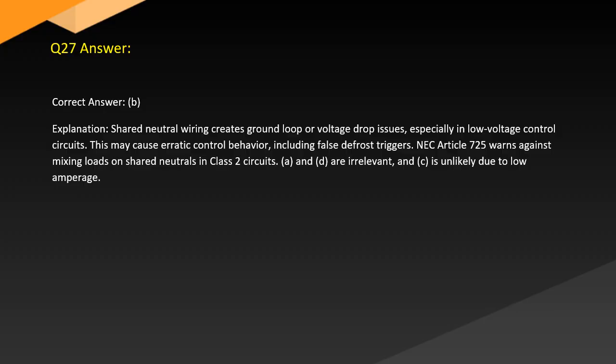Answer. Correct answer: B. Explanation. Shared neutral wiring creates ground loop or voltage drop issues, especially in low voltage control circuits. This may cause erratic control behavior, including false defrost triggers. NEC Article 725 warns against mixing loads on shared neutrals in Class 2 circuits. A and D are irrelevant, and C is unlikely due to low amperage.